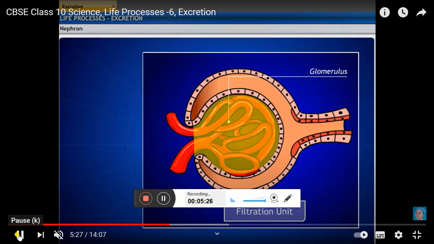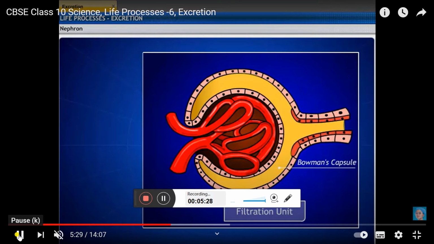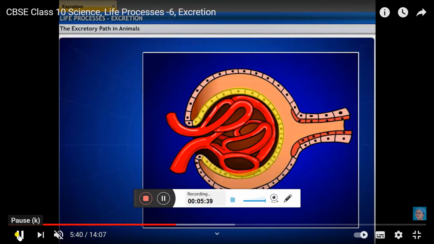This is called the filtration unit. A thin-walled sac-like structure called Bowman's capsule surrounds the glomerulus. The inner layer of Bowman's capsule covers the glomerulus, and the outer layer is continuous with the inner layer and with the walls of the renal tubules.